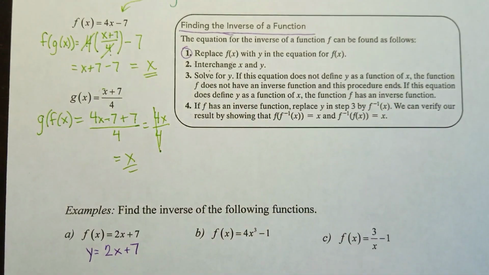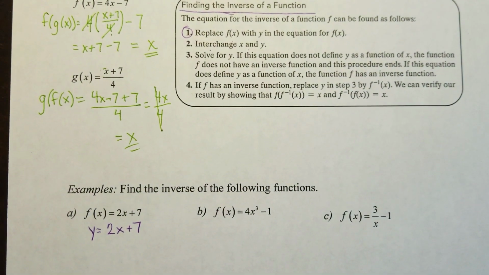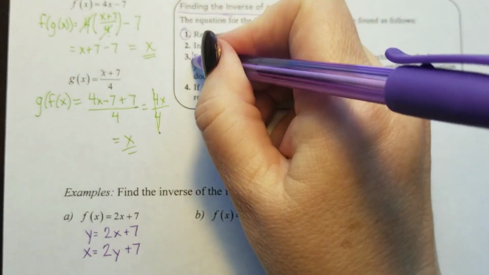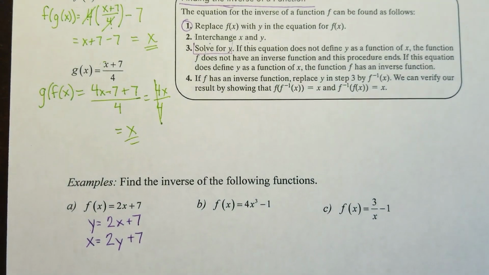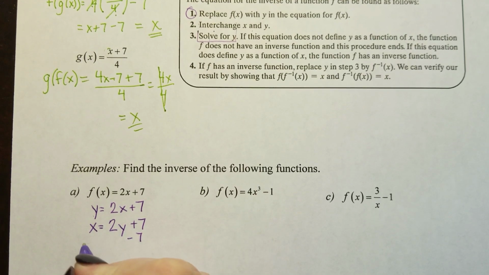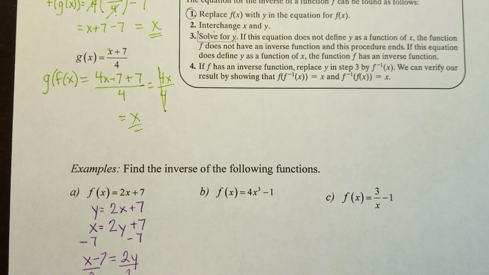And then we're going to interchange the x and the y. So x and y are going to trade places. We'll get x equals 2y plus 7. And then it says solve for y. I'm going to first subtract 7 from each side. And I get x minus 7 equals 2y. And I want y by itself, so I'm going to divide by 2. So I get y is equal to x minus 7 over 2.